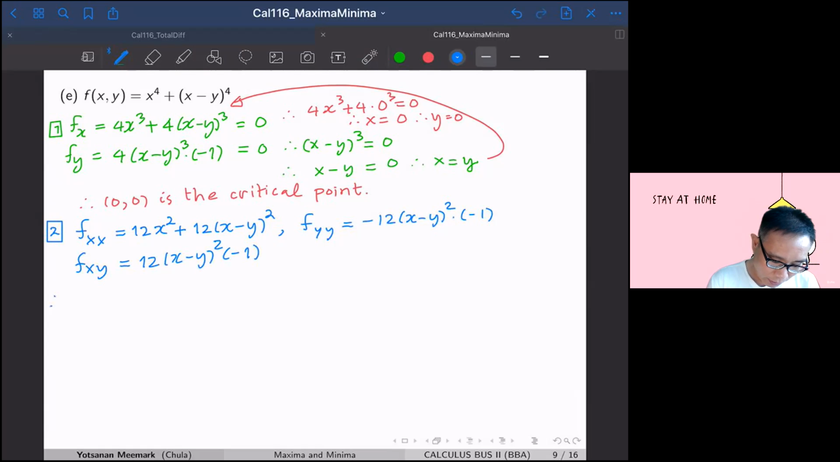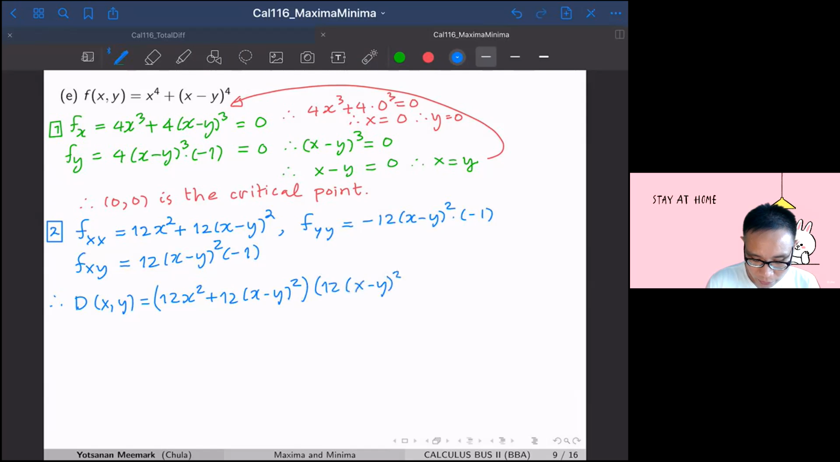So you compute D for me. You have D(x,y) turn out to be (12x squared plus 12(x minus y) squared) multiplied with 12(x minus y) squared, and you're going to have negative of (12(x minus y) squared) squared like this. Okay, so this will be your D(x,y).